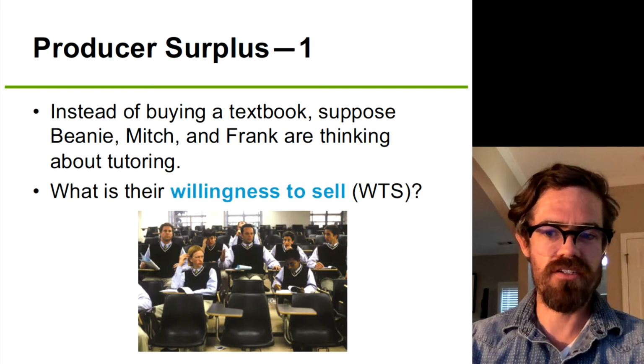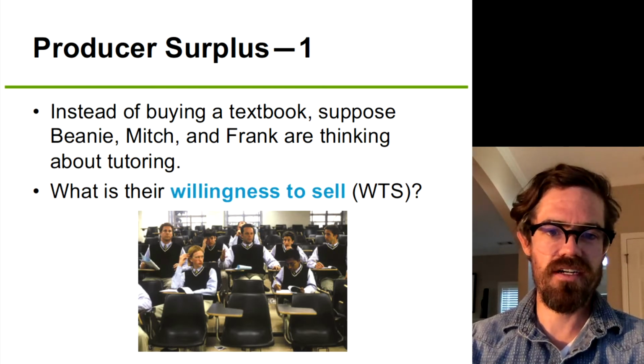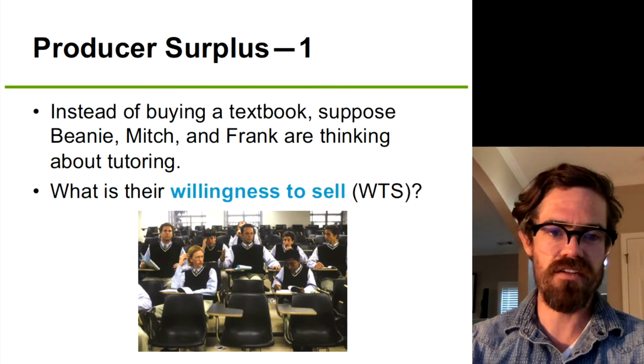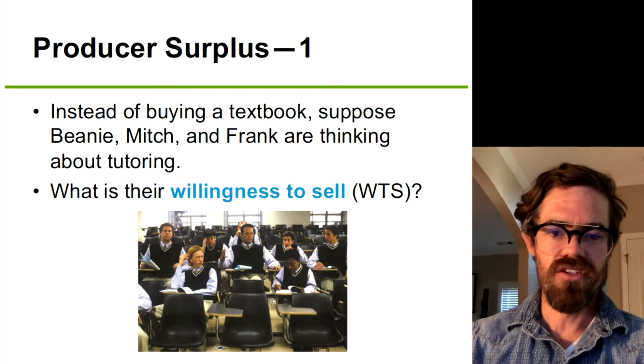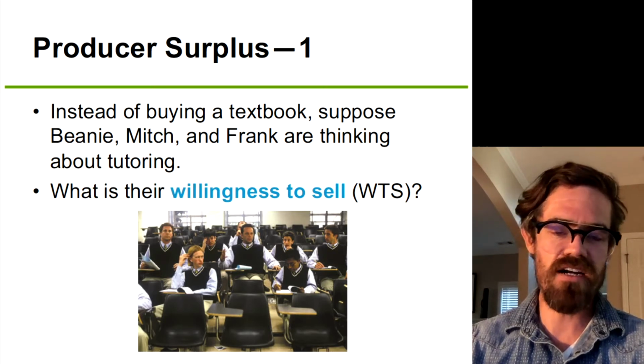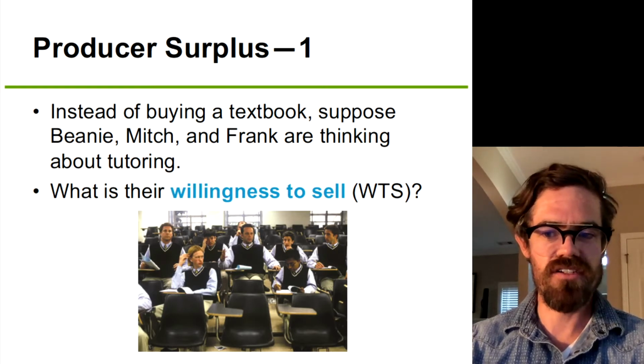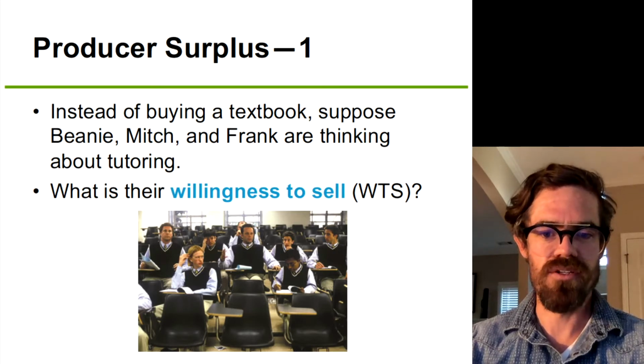Let's move now on to producer surplus. So rather than purchasing textbooks, consider that these guys might be thinking about tutoring. So they're thinking about selling their tutoring services. For sellers, suppliers, we have a similar concept called willingness to sell. So what is the minimum price? For buyers, the willingness to pay is basically a maximum price. For sellers, there's a minimum price that they're willing to sell at, called the willingness to sell, or WTS.